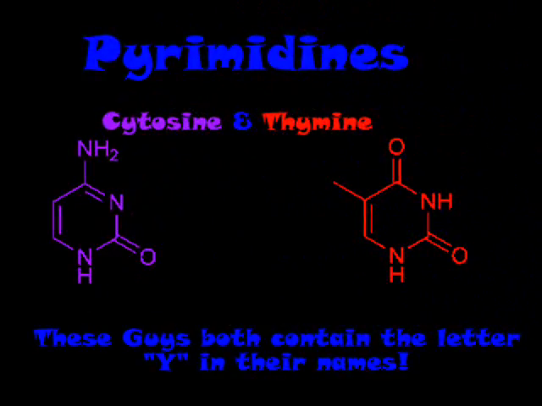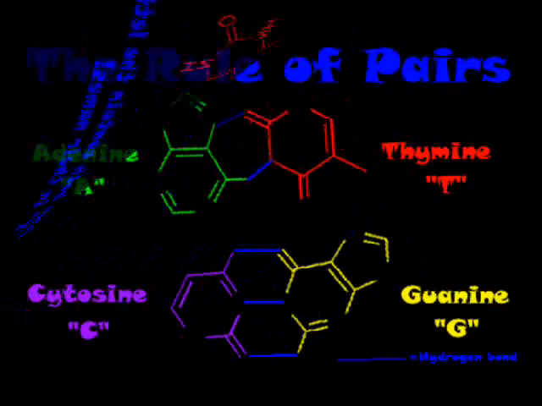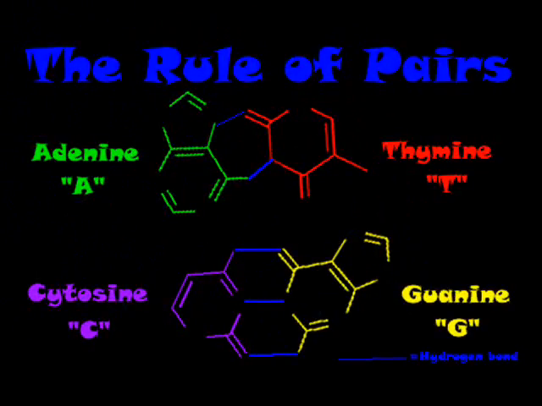Okay, now for pyrimidines. Pyrimidine nitrogenous bases are cytosine and thymine. Unlike purines, pyrimidines only have 1 carbon ring. An easy way to remember the pyrimidines is that they are the only nitrogenous bases that contain the letter Y in them. Now I'll explain the base pairing rules.